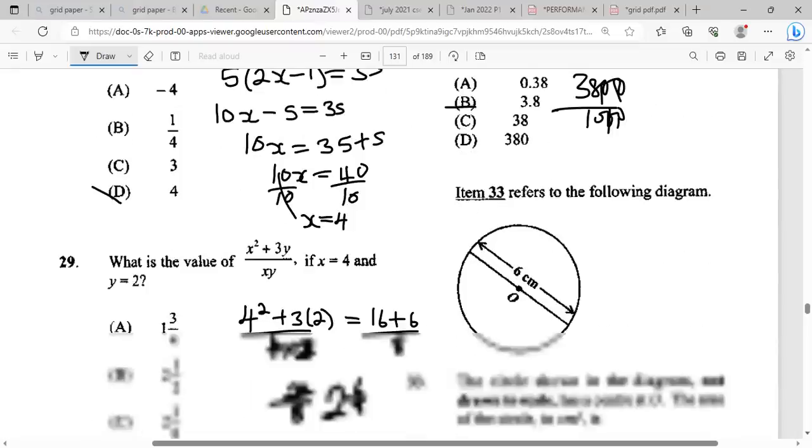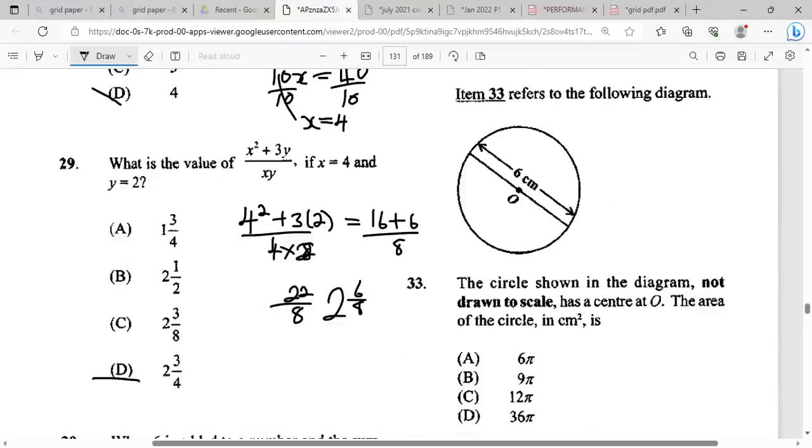Item 33 of the following diagram. The circle shown in the diagram, not drawn to scale, has center O. The area of the circle in centimeters squared is, so first of all, we know the radius is going to be 3, since the diameter is 6. So what we're going to do now is say, all right, pi r squared. And then 3 squared, which works out to 9 pi.